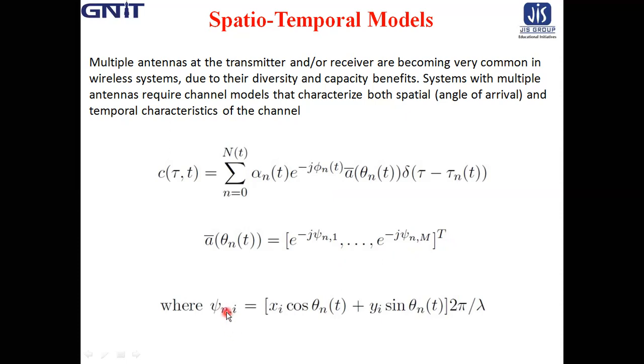And here this psi is represented as xi cos theta n(t) plus yi sin theta n(t), times 2 pi by lambda. Now xi, yi is the antenna location relative to the origin, and theta n(t) is the angle of arrival of the multipath relative to the origin of the antenna array.